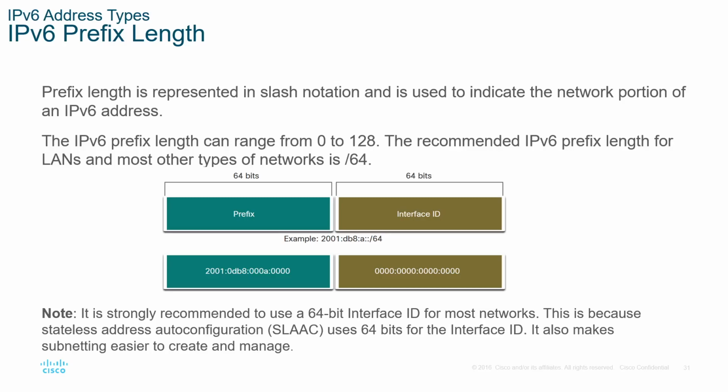Now, it's strongly recommended to use a 64-bit interface ID for most networks. This is because stateless address autoconfiguration (SLAAC) uses 64 bits for the interface ID. It also makes subnetting easier to create and manage. We're going to talk about SLAAC in a few more slides to come, so stay with me a few minutes more.